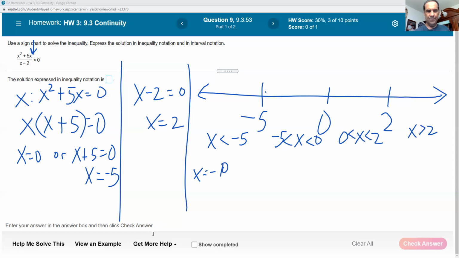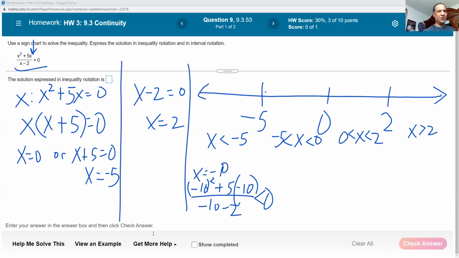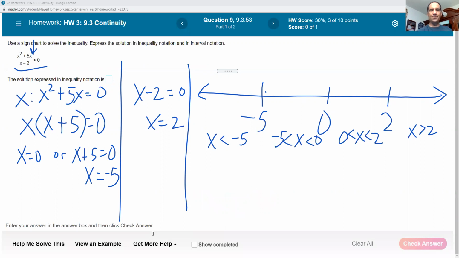-10, which means the square of -10 plus 5 times -10, over -10 minus 2. Upon a little evaluation, I'm going to realize that the answer to this is going to be a negative. And that situation is not what I want here. So because of that, I have to exclude x less than -5 as an interval of solution. So this is not an answer. And I'm going to go ahead and just erase it. One nice thing about erasing it, I have a little more room to do other work.